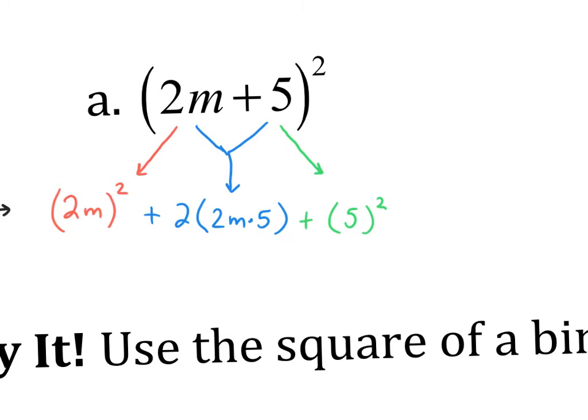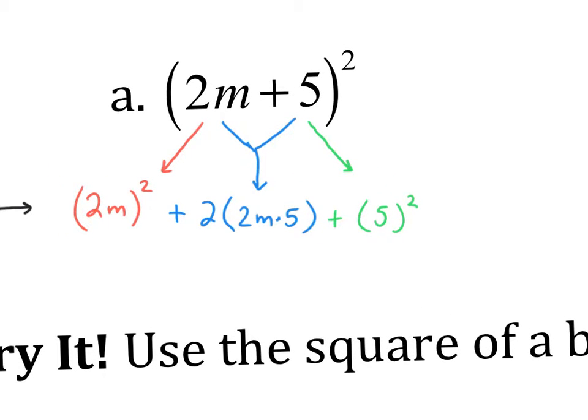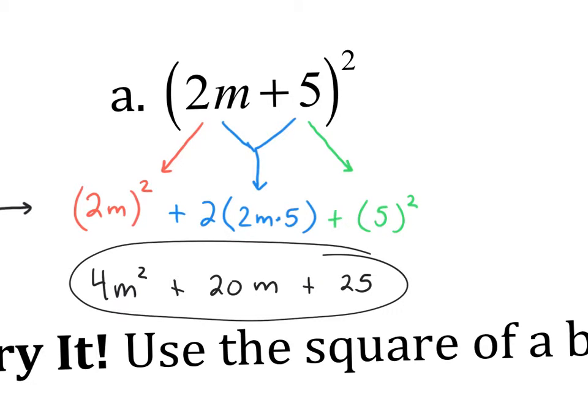But now let's go ahead and simplify out. 2m times itself is 4m squared. 2 times 2 is 4. M times m is m squared. Now when you multiply this stuff out, 2 times 2 times 5, or 2 times 5 times 2 is 20. And then the m comes down. And lastly, 5 times 5 is 25. Box or circle your answer.